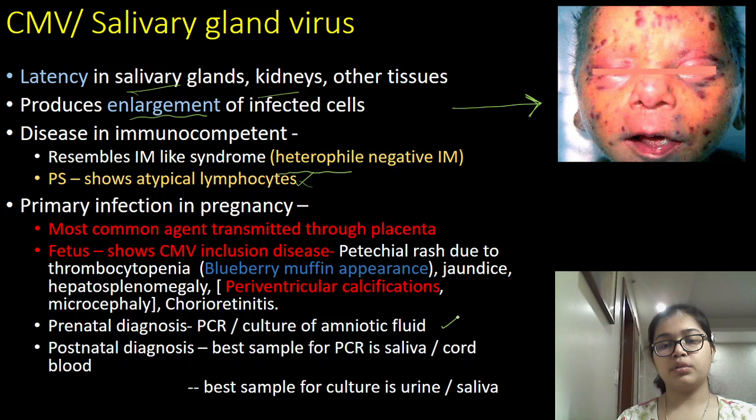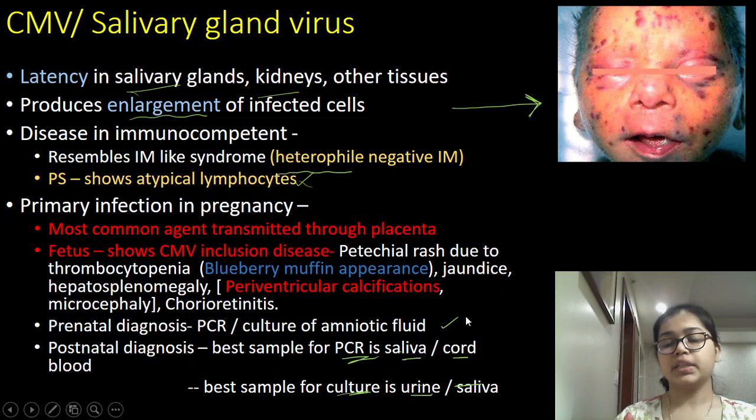Prenatal diagnosis is by culture or PCR of amniotic fluid. Postnatal can be done using PCR, the best sample for which is either saliva or cord blood, or culture, the best sample for which is urine or saliva.